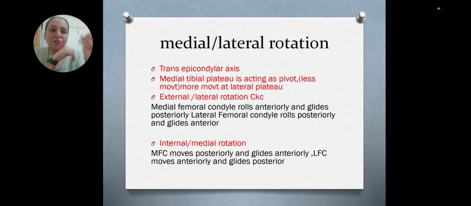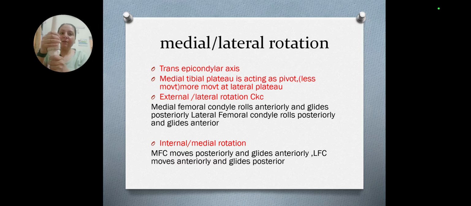Now in a closed kinematic chain there are other movements also happening. You remember this all is happening at an instantaneous axis, the transepicondylar axis. So here what we can see is there is a rotation which is happening. If this is a closed kinematic chain movement, there is a rotational movement also happening. This being the medial femoral condyle, this means the lateral femoral condyle.